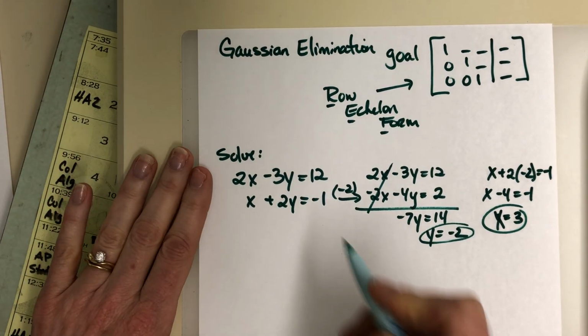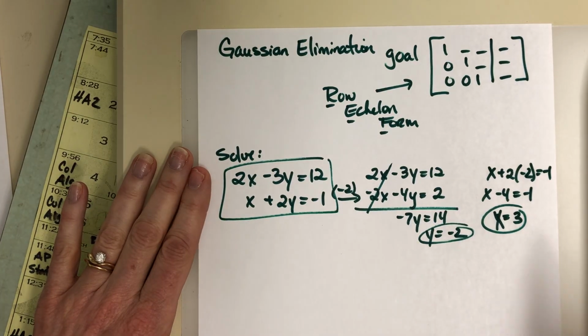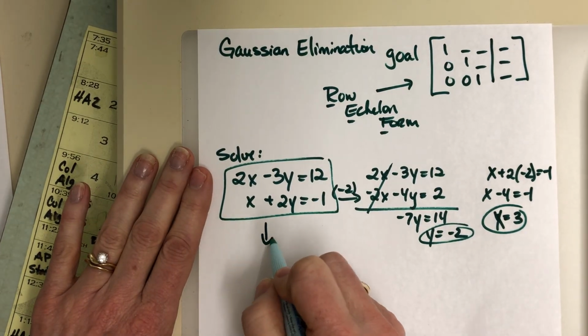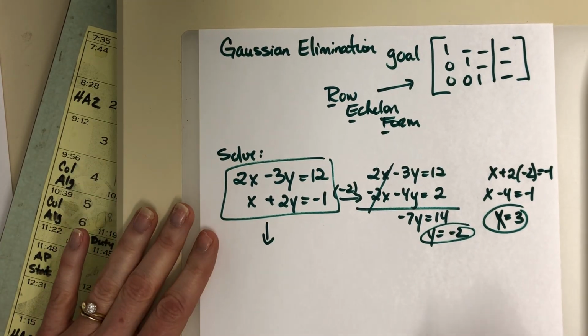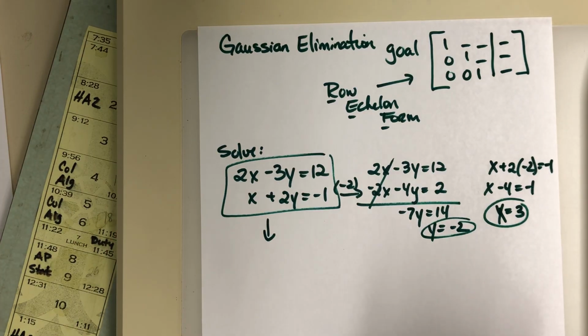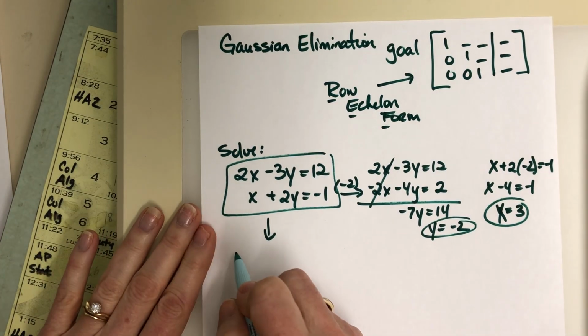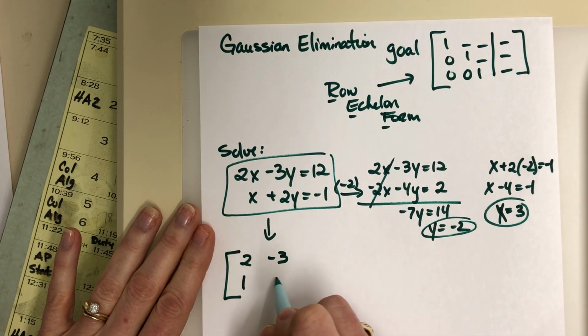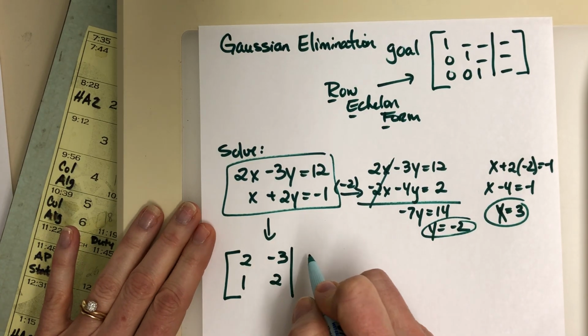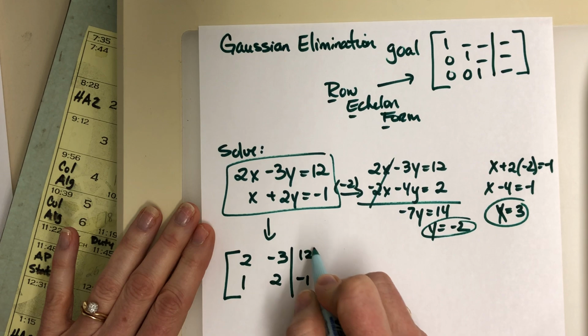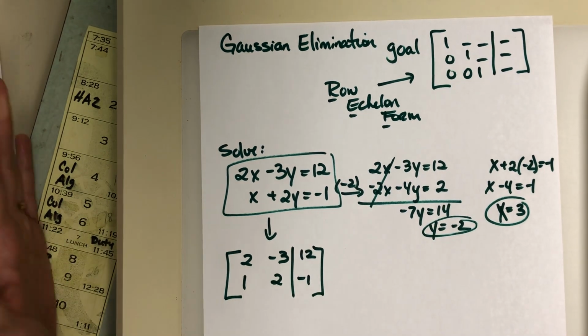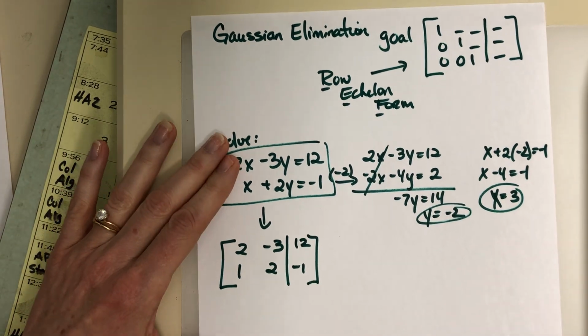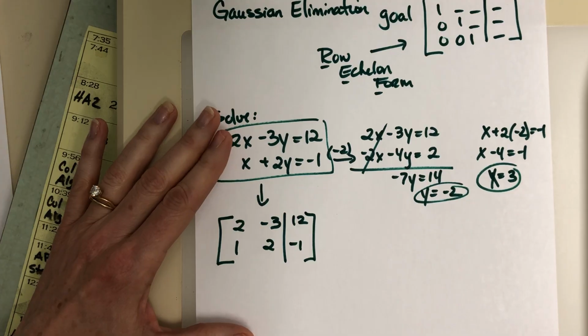But what if we took this system of equations and we turned it into an augmented matrix? My augmented matrix would then look like 2, negative 3, 1, 2, a line again for our equal sign, 12, and negative 1. Okay, so what if I only worked with the coefficients? So this is what's called Gaussian elimination.